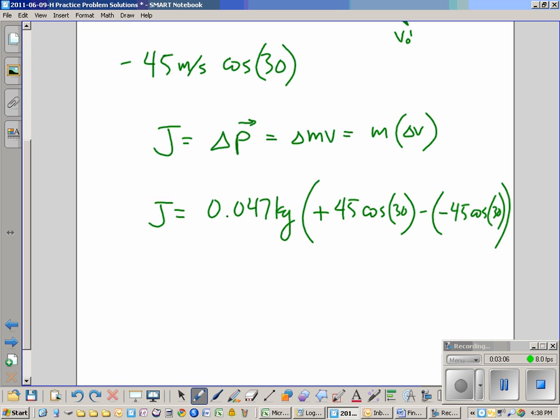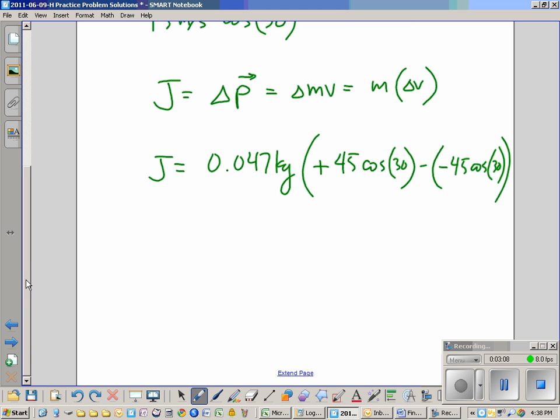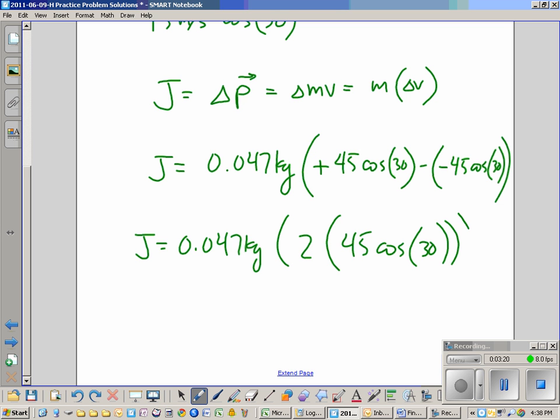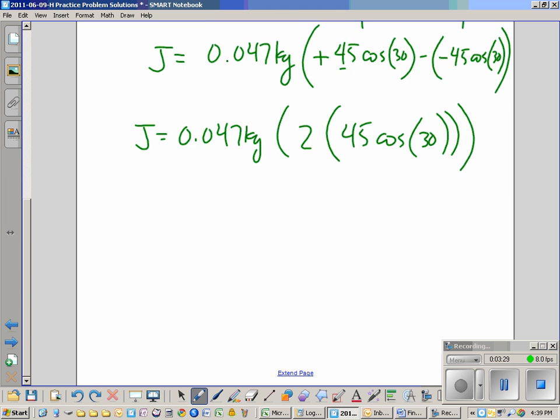Knowing that, J is equal to 0.047 kilograms times 2 times 45 cosine 30. Because here's plus, and here's minus a negative, so we get this twice, right? Crunching the numbers, J is 3.66, or 3.7. It looks like everything is 2 sig figs.